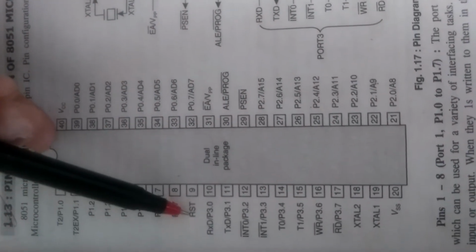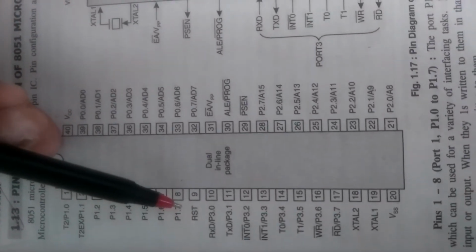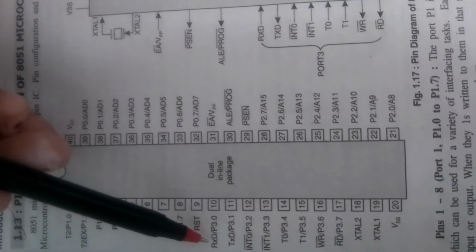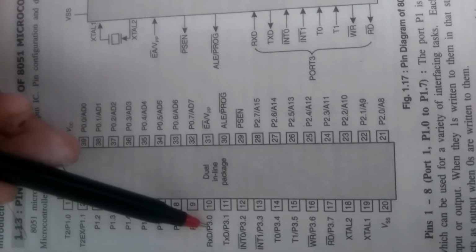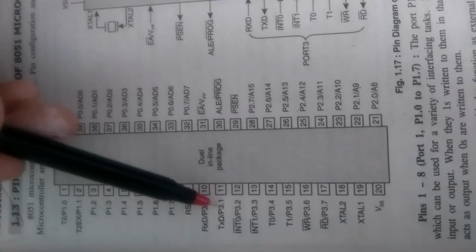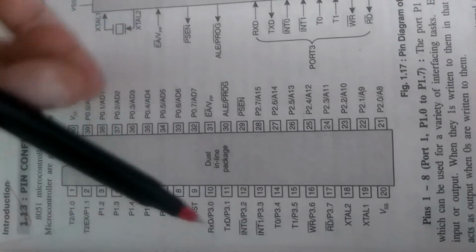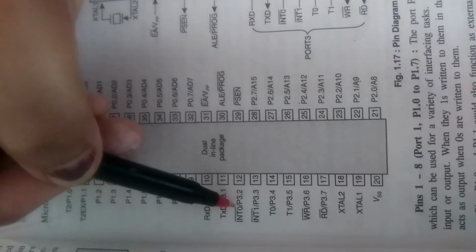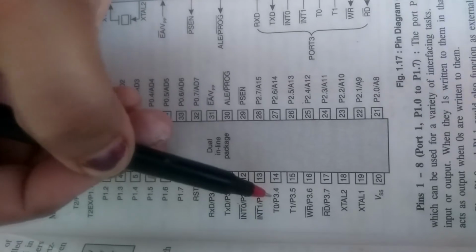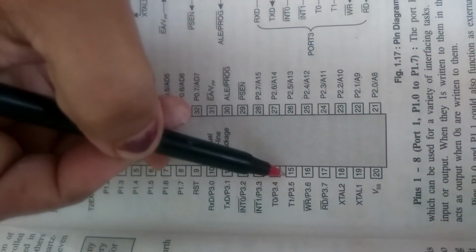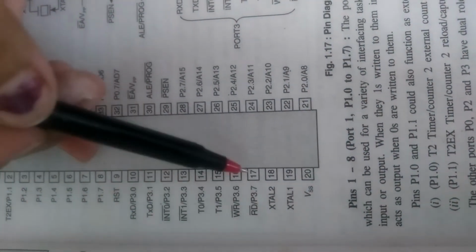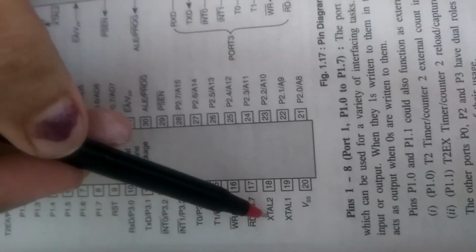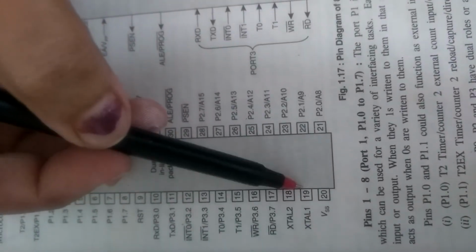Okay. Next is the RST, reset function. If you want to reset your function, use this. RXD is the next port, that is P3.0. TXD is the next port, that is P3.1. This is your interrupt port, that is P3.2, interrupt 0, and this is interrupt 1. This is T1 and T0, P3.4, P3.5. This is WR, WR means write. The RD port is read only. XTAL2 port and XTAL1 port.